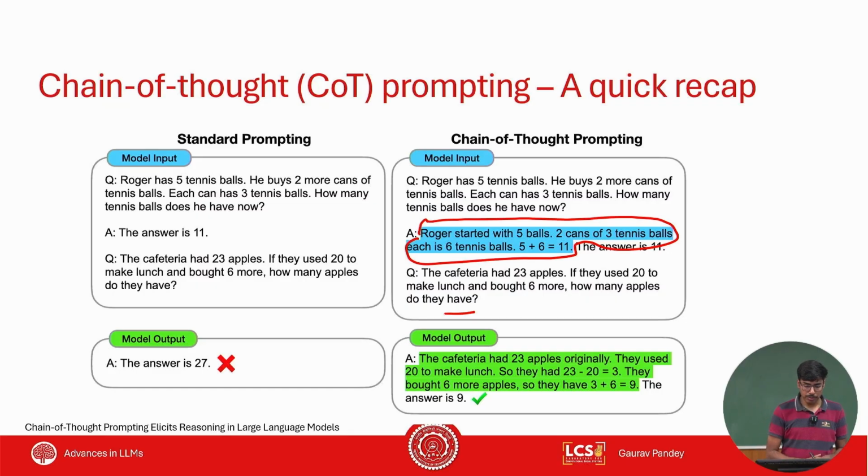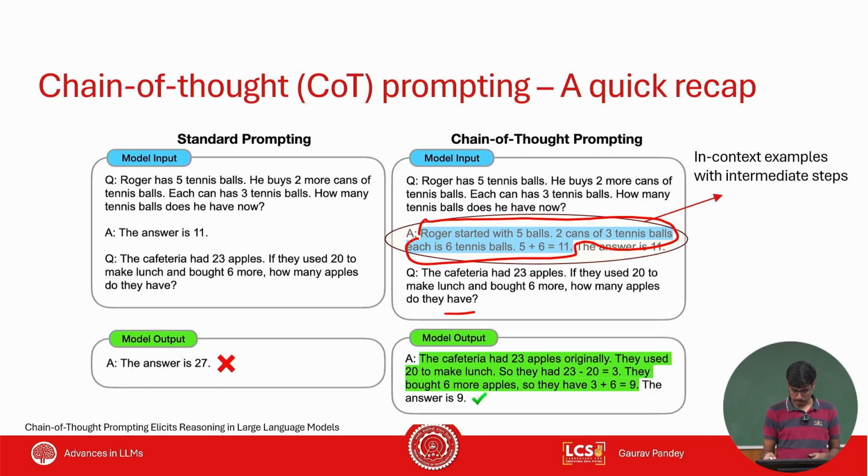This was one of the first ways to incorporate chain of thought reasoning in the earliest LLMs, I mean GPT-3. After that, people wondered whether we need to provide these chain of thought examples in the prompt to be able to generate chain of thought. And then there was this next paper. Yeah, so these are in-context examples with intermediate steps.